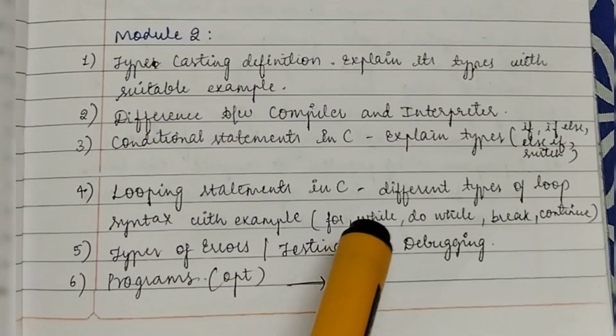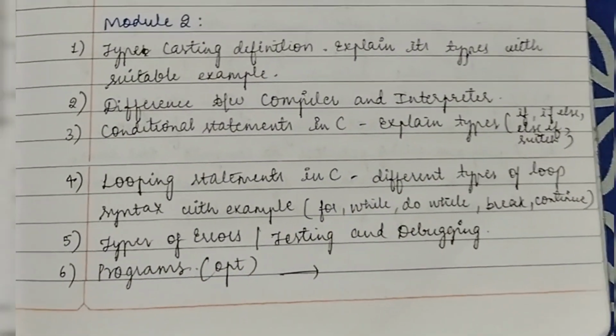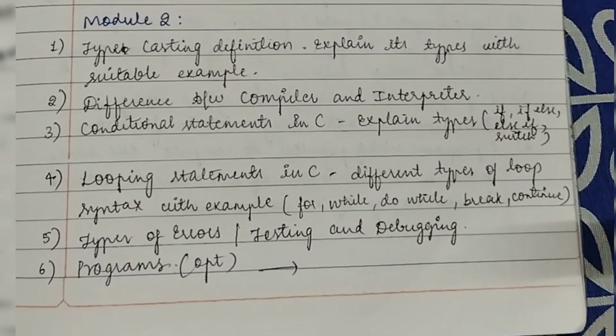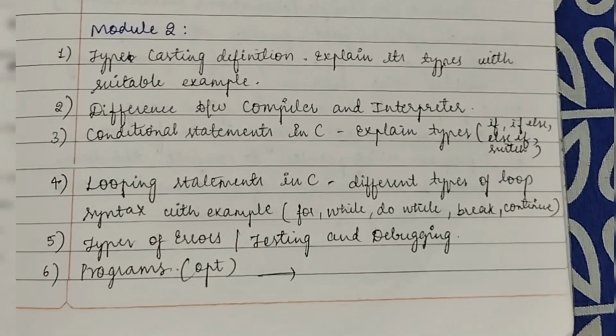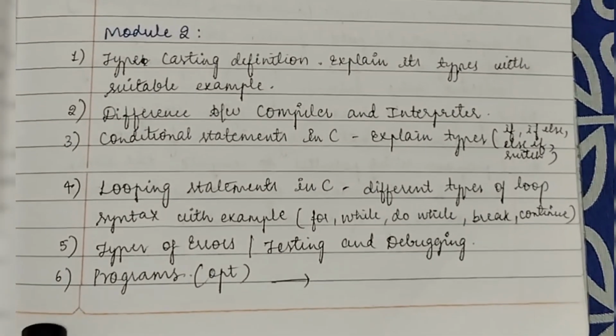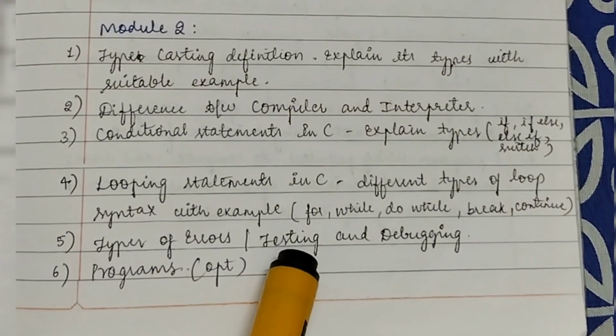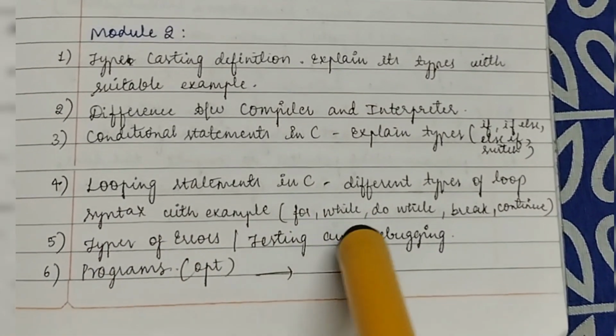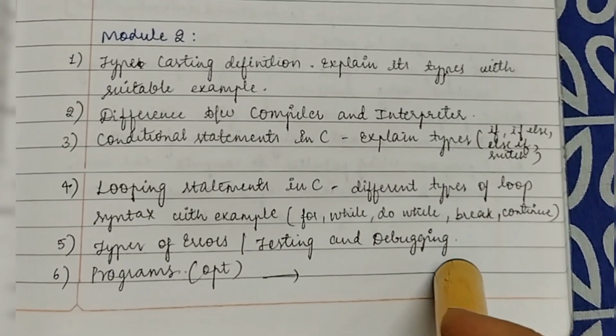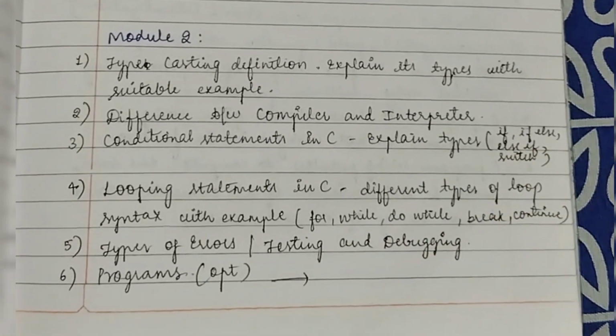Next, looping statements in C. Even here you need to explain the different types of loop syntax with example like for loop, while loop, do while loop, break, continue. Okay, next fifth question is types of errors. Okay, they can even ask types of errors, or they will ask you to explain testing and debugging.